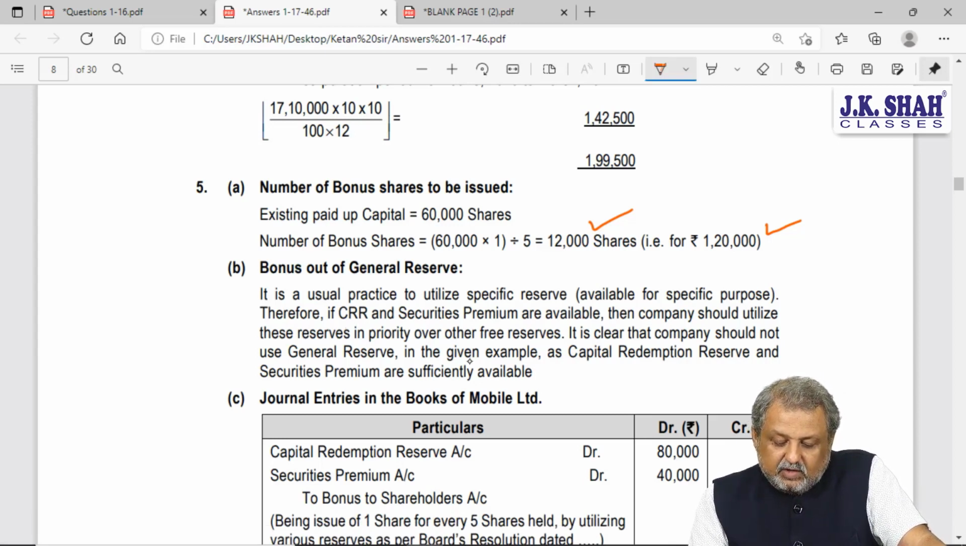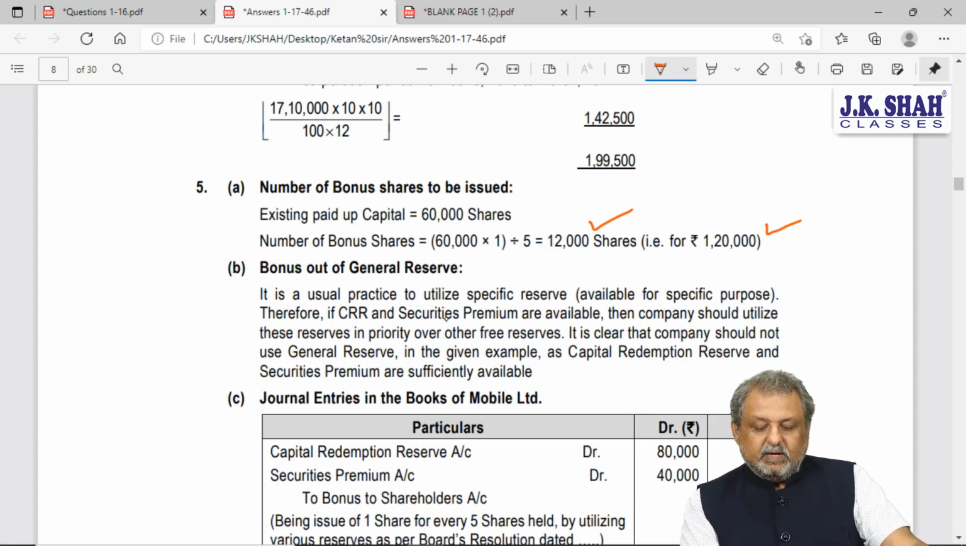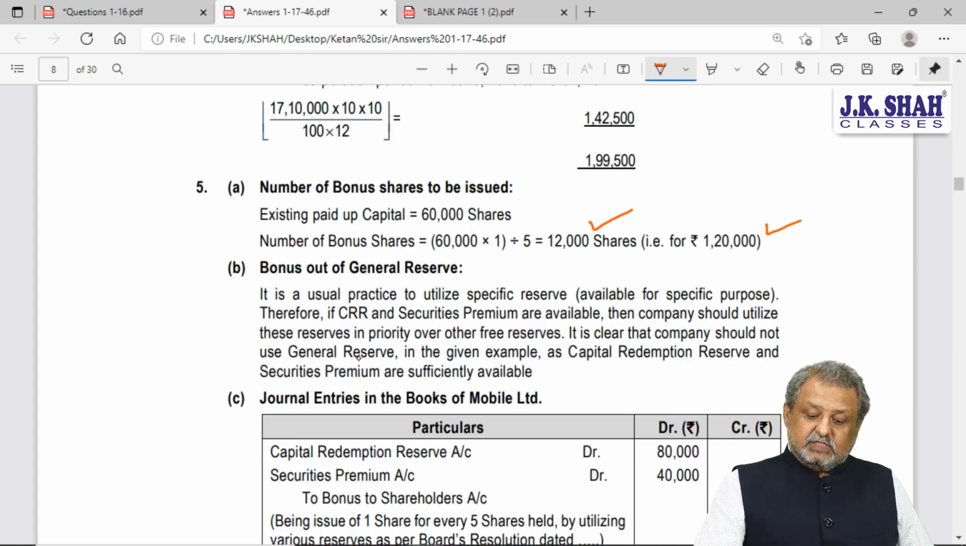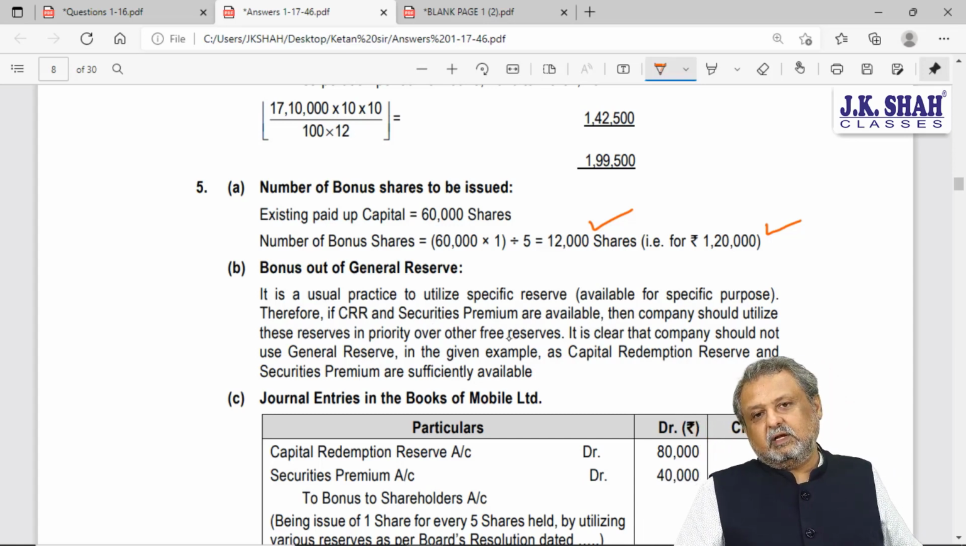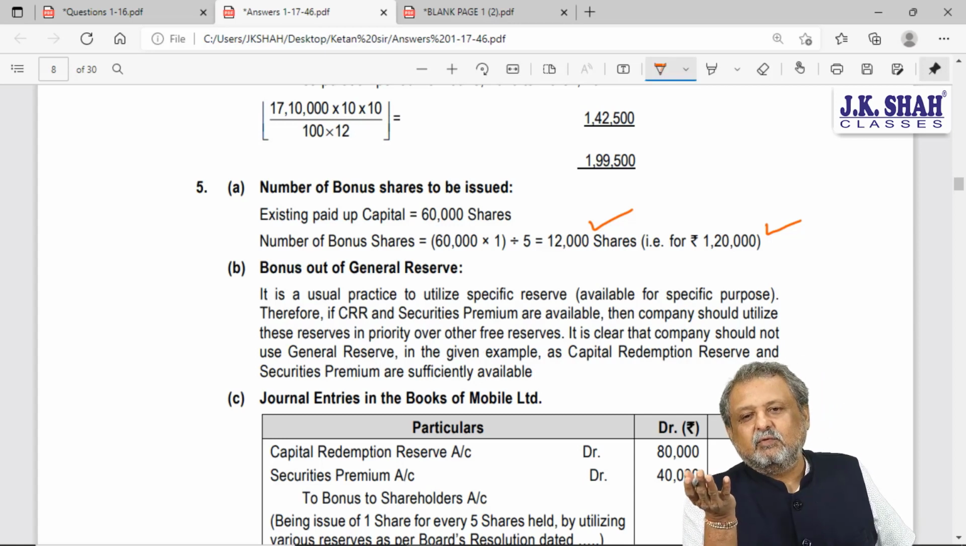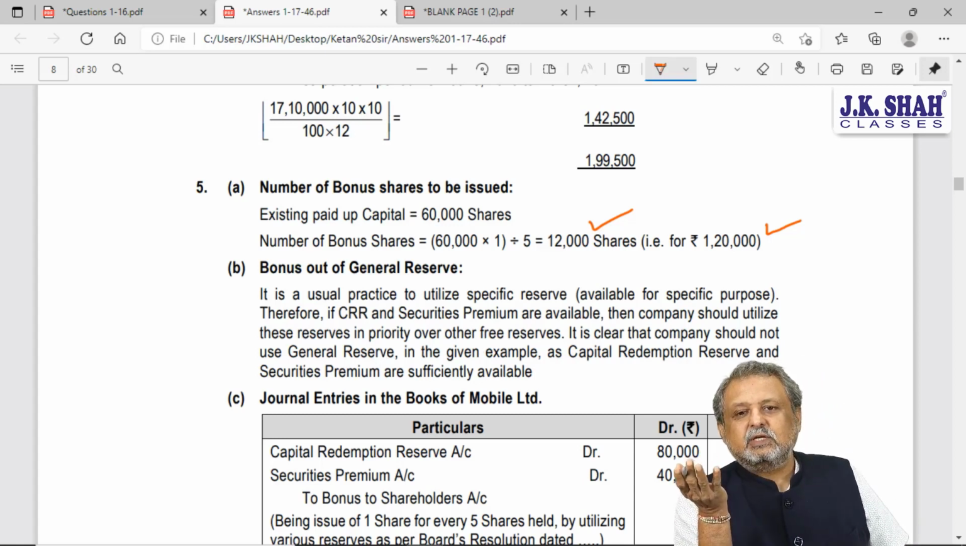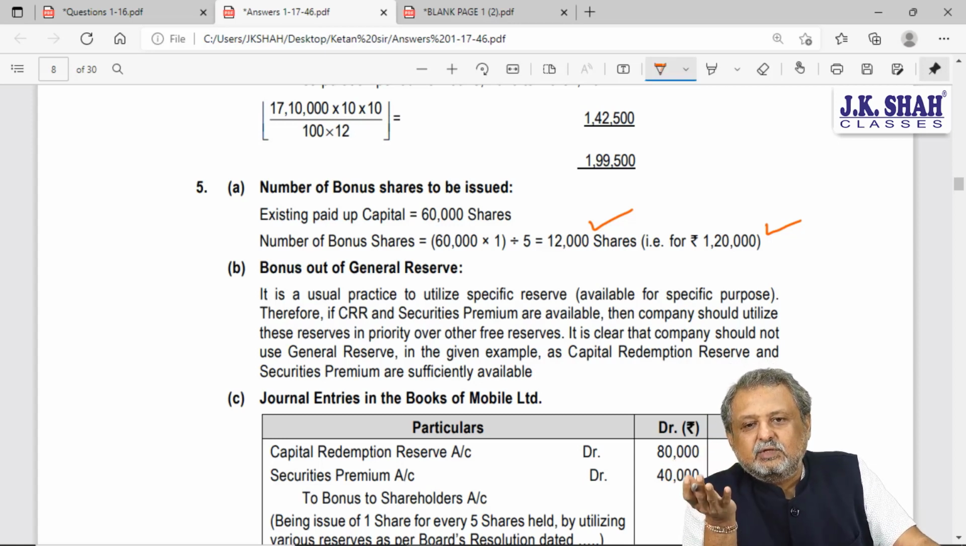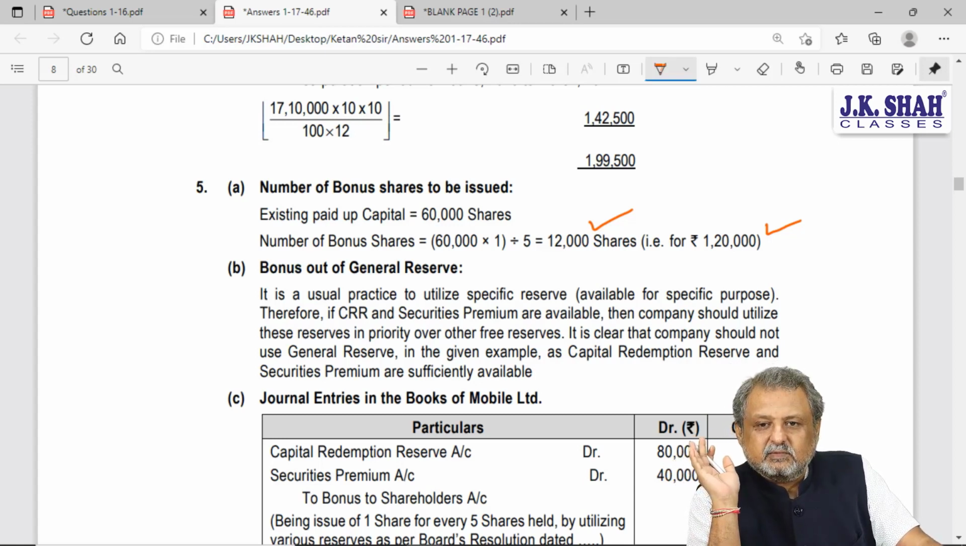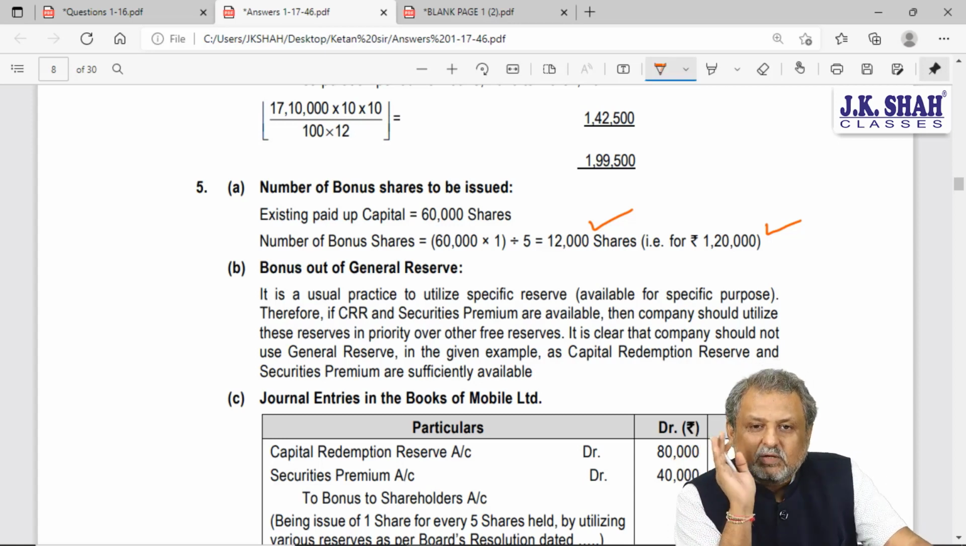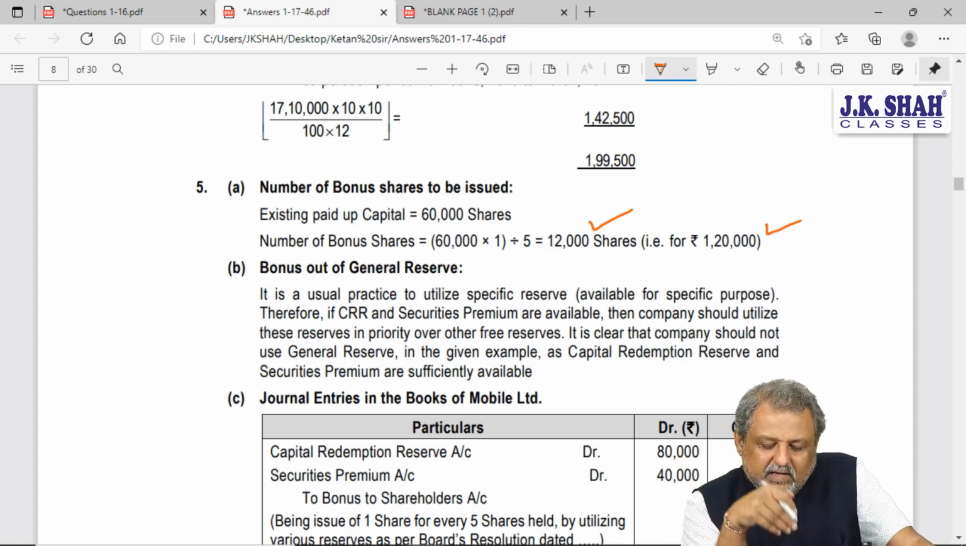Now here a very long explanation is given. It is the usual practice to utilize specific reserves available for specific purpose. Therefore, if CRR and securities premium are available, then company should utilize these named reserves only in priority of other reserves. So that is why in JKSC we have told you that whenever new fully paid bonus shares are issued, you should first use CRR, then securities premium, then comes all the divisible profits. And among all the divisible profits, first you should use general reserve and then at the end, you should use P&L. So that order is given to you keeping in mind this Companies Act requirement.